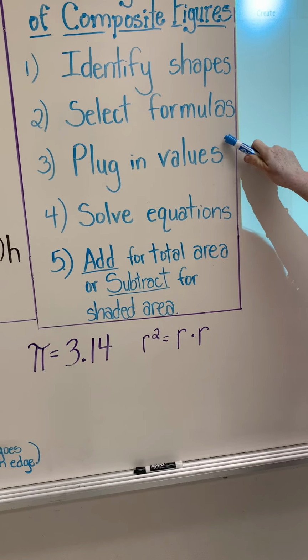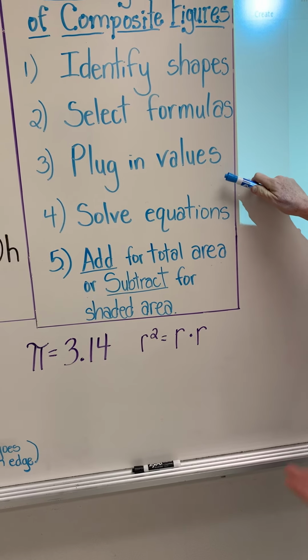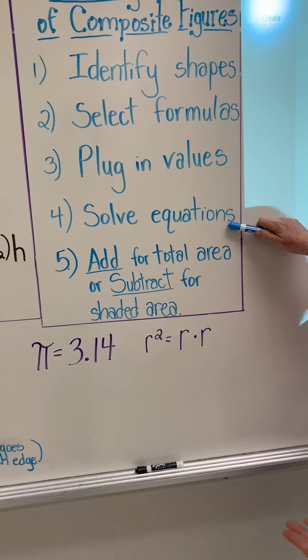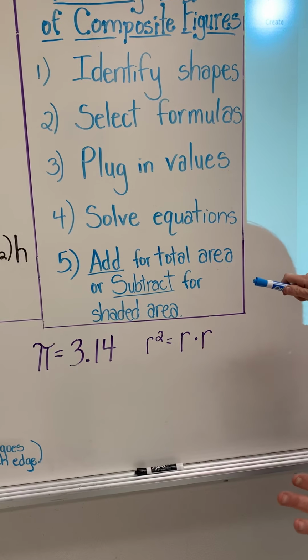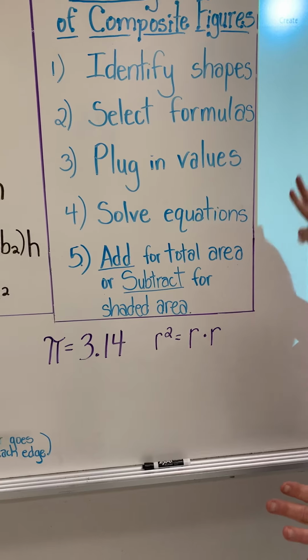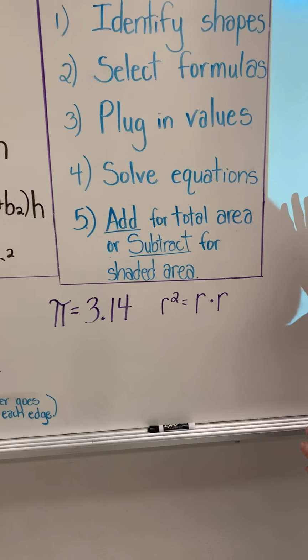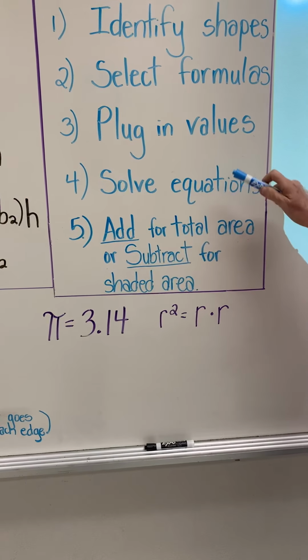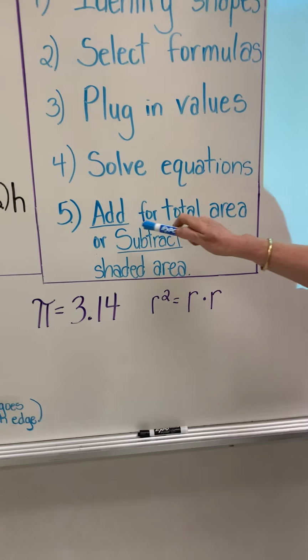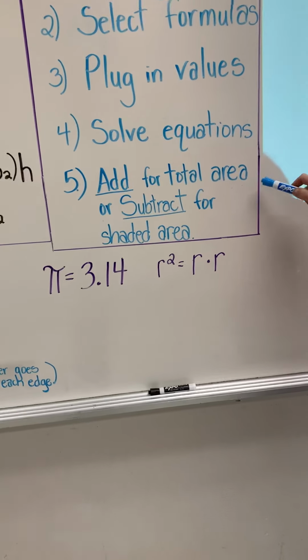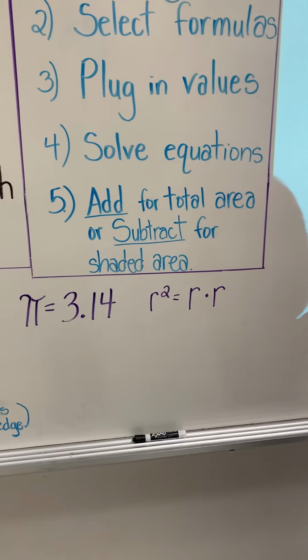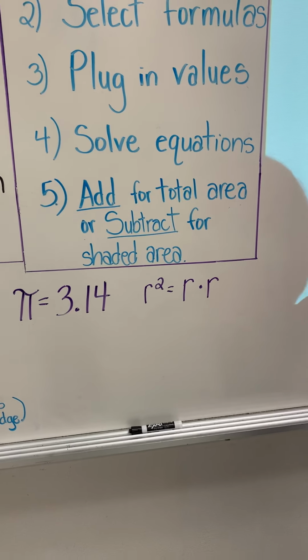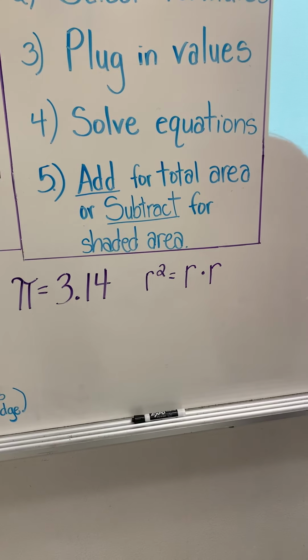Then you will select formulas. You will plug in values, solve equations. There will be a fifth step in solving for the area. And you remember, we're solving for that inside portion of each two-dimensional shape. After you figure out all of the shapes and their areas, you will add all of those areas together to come up with a total area, or you will subtract to find the shaded area.